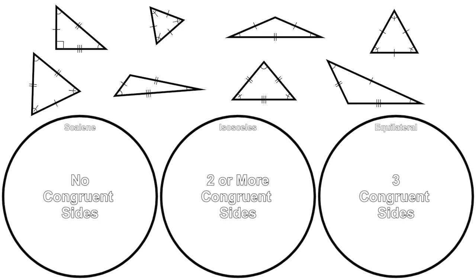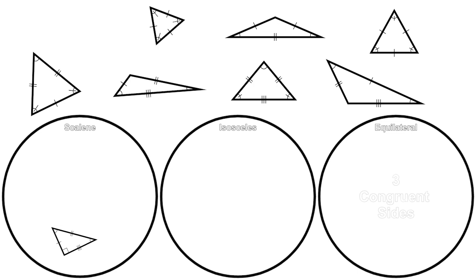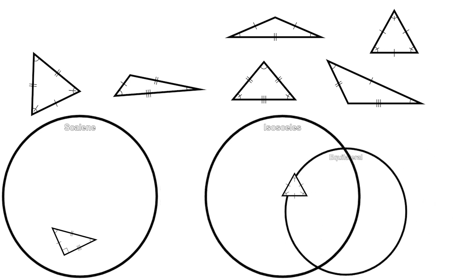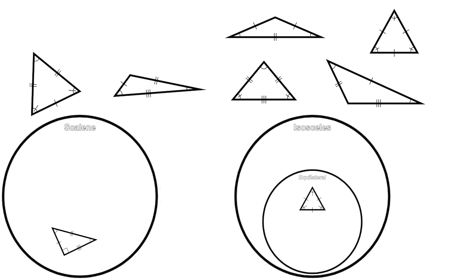The first triangle has no congruent sides. It will be placed in the first circle, so it is a scalene triangle. The next triangle has 3 congruent sides. It can be placed in the equilateral group because it has 3 congruent sides. It can also be placed in the isosceles group because 3 congruent sides is 2 or more. In order to show this, let's overlap the two groups and place the triangle in the middle.